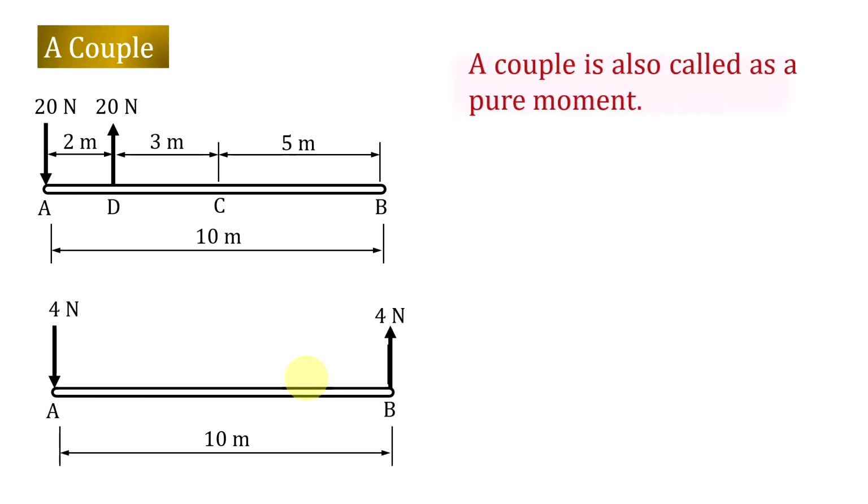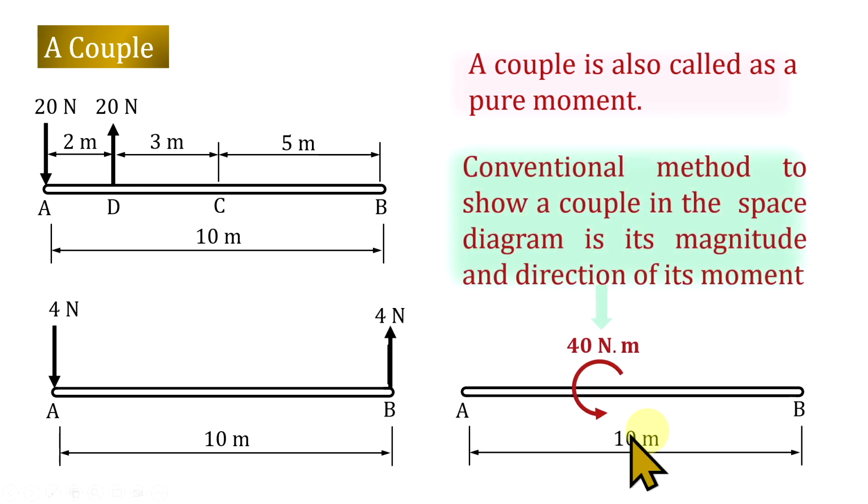But remember, a couple cannot be balanced by a single force because couple is zero force. A couple is also called a pure moment. Here we say a pure moment is acting on rod AB. Conventional way to show a couple in a space diagram is its magnitude and direction of its moment. So this is how a couple is shown in the diagram.